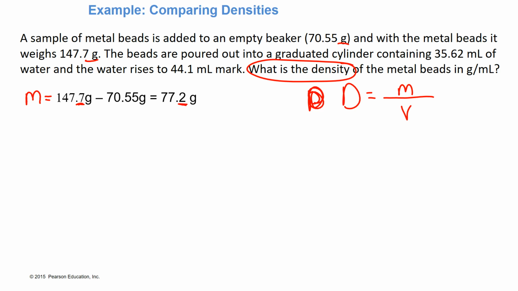All right, so I'm going to use the other two for volume. So I'm going to use 44.1 minus 35.62. And once again, notice my answer is only in one decimal place because one of my volumes was only measured to one decimal place.